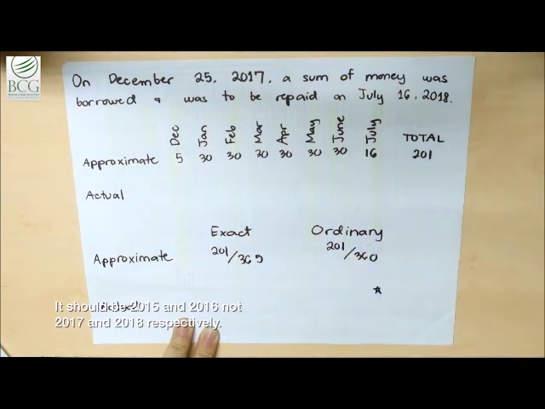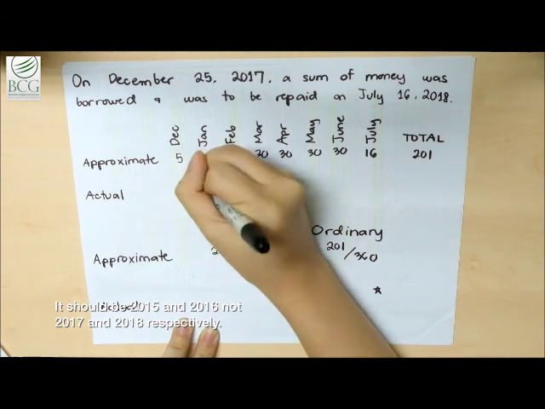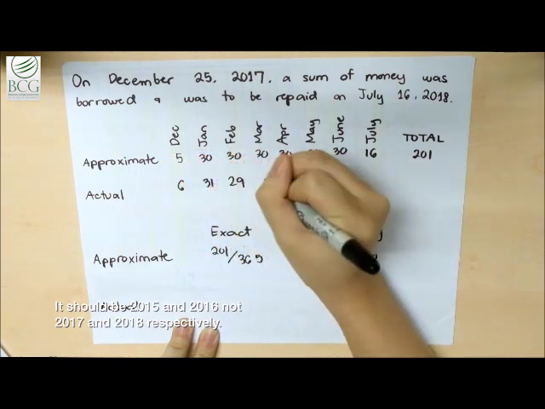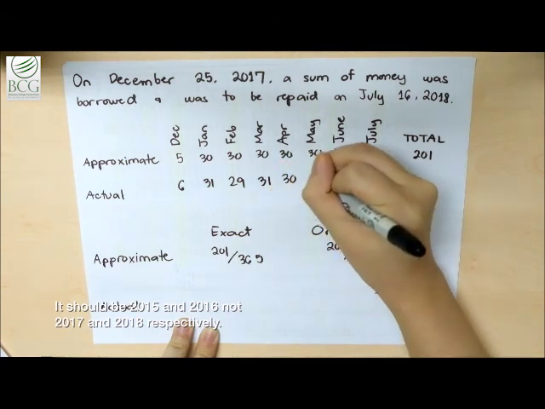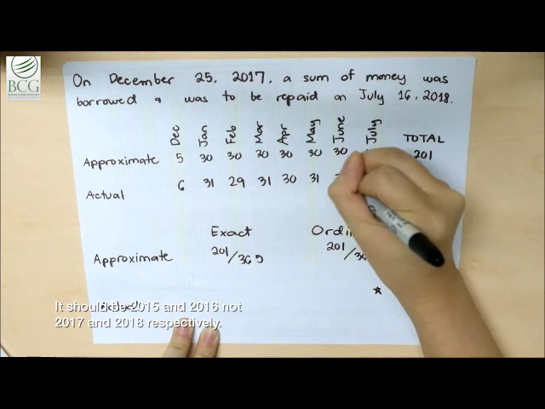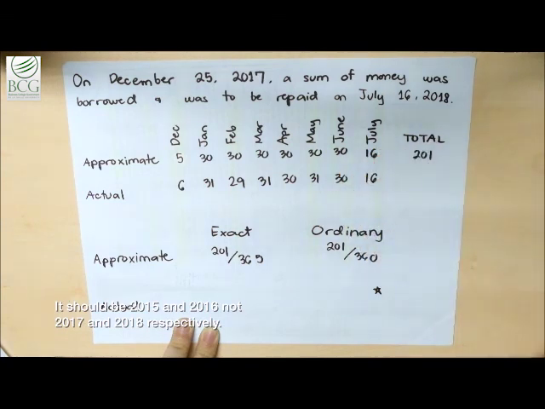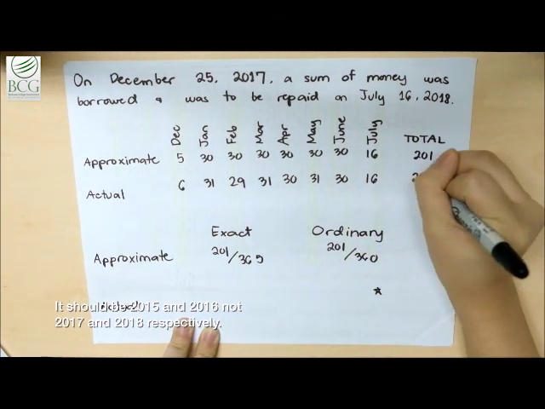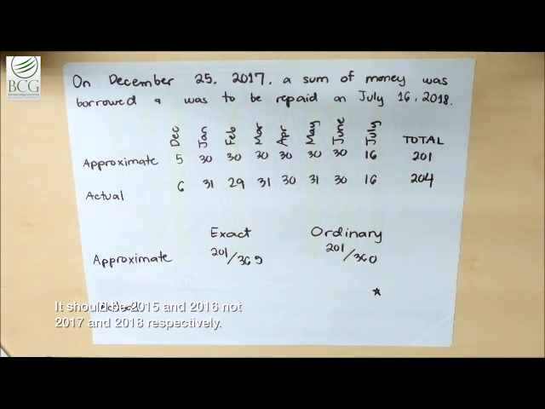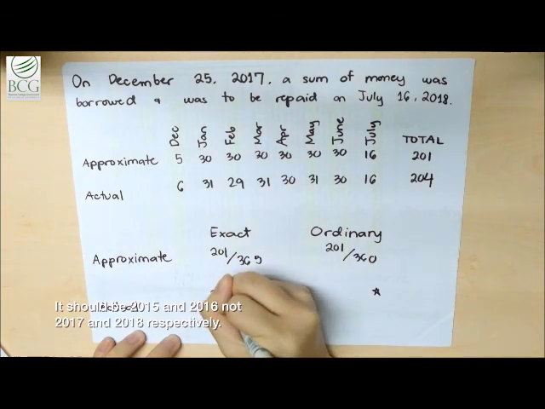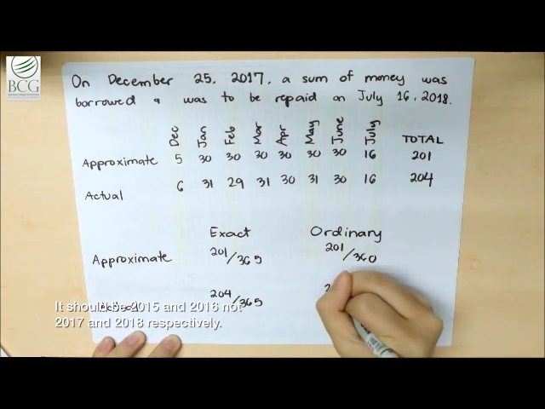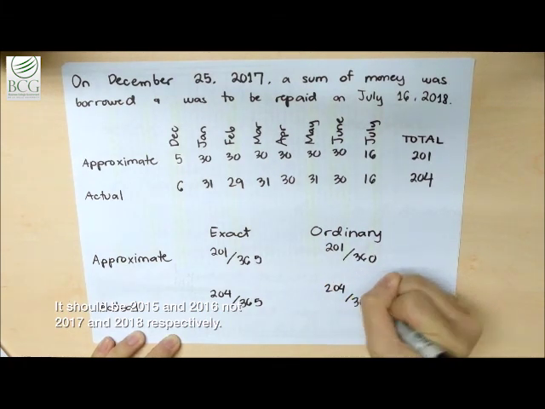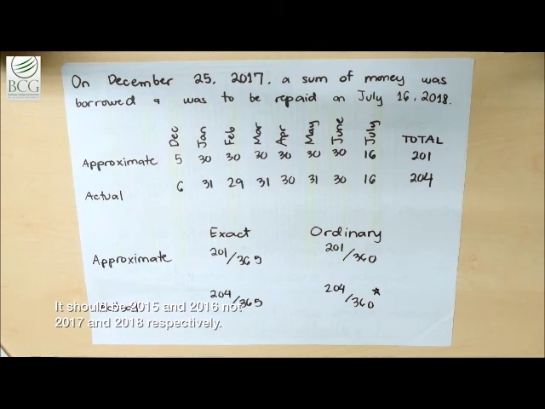Under actual time, you will use the actual number of days, for a total of 204 days. Under exact interest, t will be 204 over 365. Under ordinary interest, t will be 204 over 360, which is also the banker's rule.